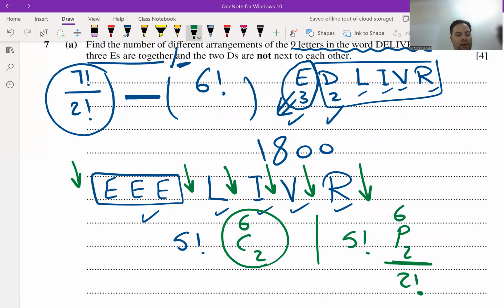If we calculate the first one, it's 5 factorial multiplied by 6C2. So the answer will be 1800. The second one, 5 factorial multiplied by 6P2, then your answer divided by 2 factorial. So you will get the same answer, 1800.